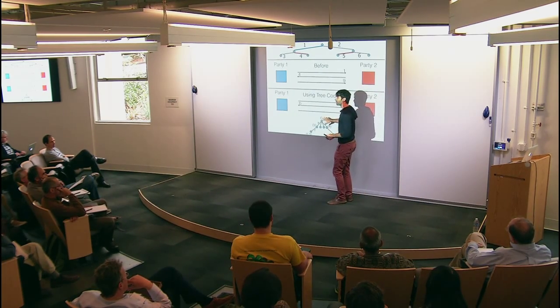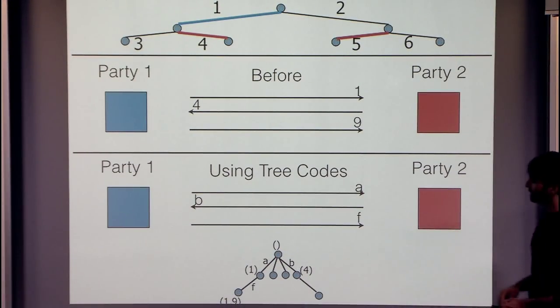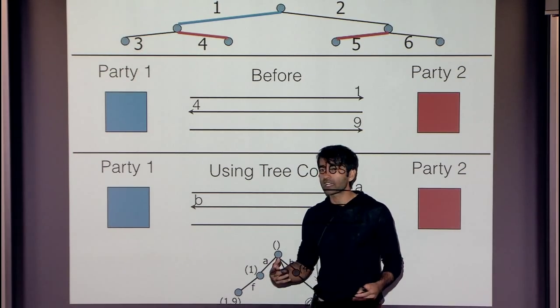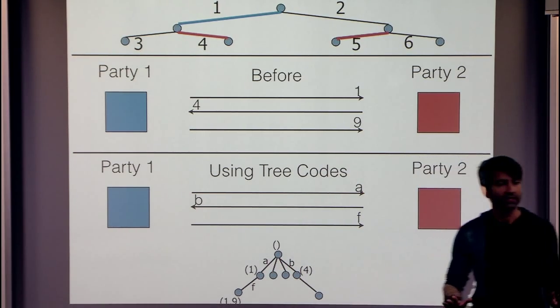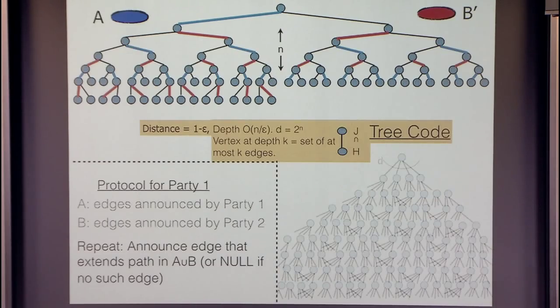Okay, so each party is using the tree code independently to encode their messages. And they're basically trying to encode the set of edges that they've announced so far. That's how we want to think about this. So here's how the protocol runs now.